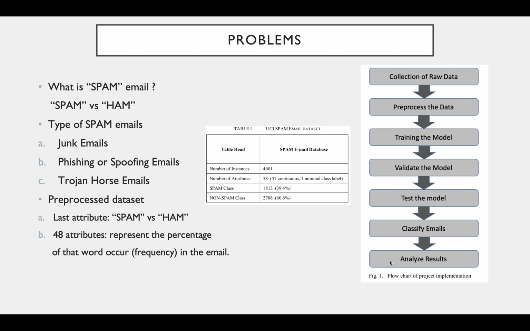So let's take a look at Figure 1. These are the general steps for dealing with machine learning problems. First we collect the raw data, and then we preprocess the data. And here we already got the preprocessed datasets. And then we train the model and validate the model before we use our model to test the new data. And then we can use the trained model to classify emails. And then finally, analyze the results.